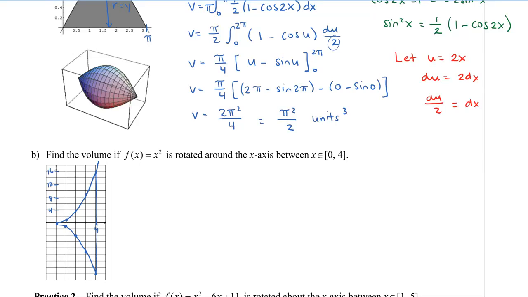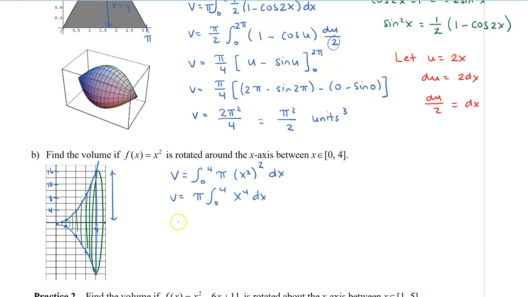Now, in 2D, it's hard to visualize this. So if we drew this in 3D, we would have something that looks like this. It's kind of like a cone, or maybe even a Hershey kiss on its side. So when we integrate, we're going to find the volume, and this will be from 0 to 4. Pi, and our radius is this distance here. And our radius is the function, so it's going to be x squared, and remember it's pi r squared, and then dx. So we're going to integrate from 0 to 4, x to the 4 dx.